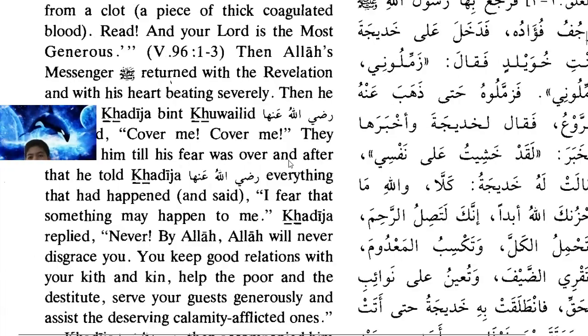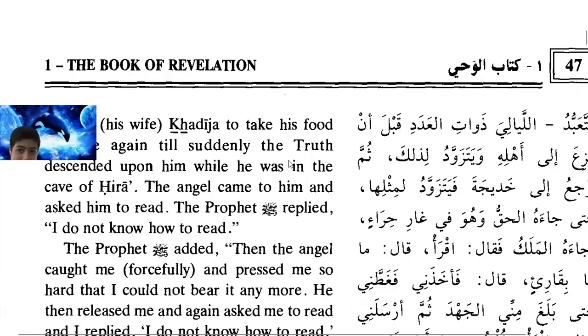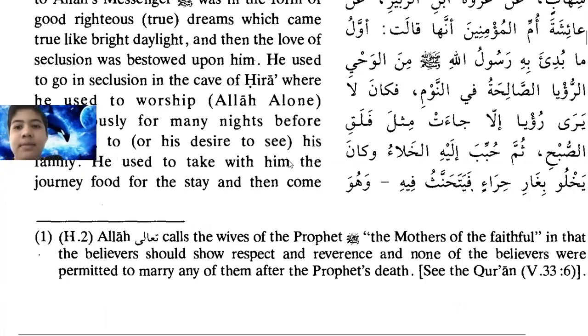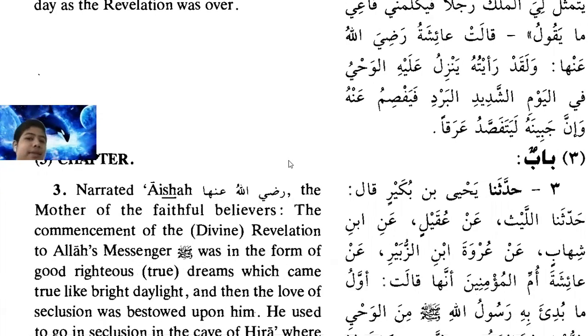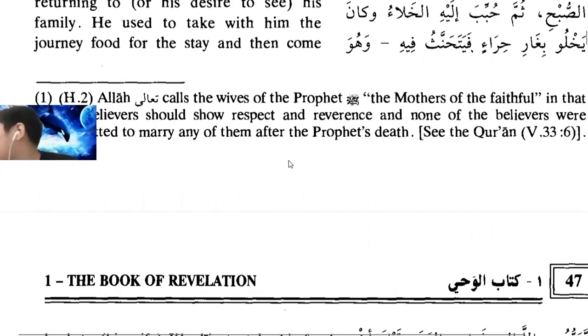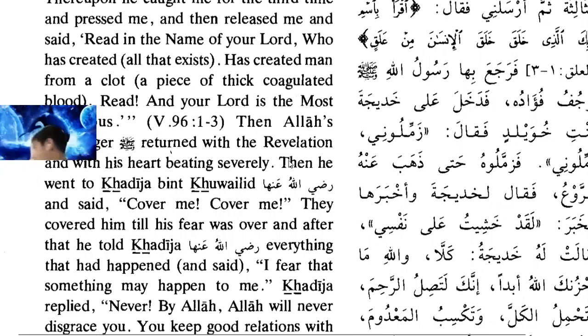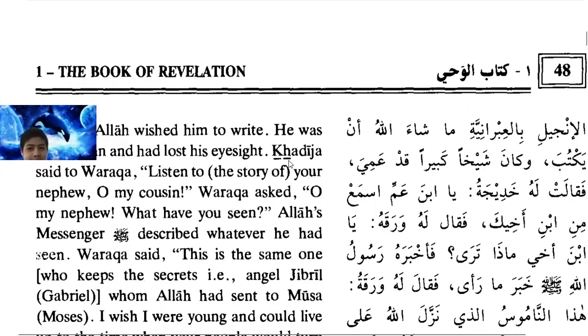Then you have learned the three methods of revelation. Do you remember them? The ringing of a bell. Yes. And then he comes in the form of a man. Good. And then the dream one. Yes, the dream one. Correct. So these are the methods of revelation.